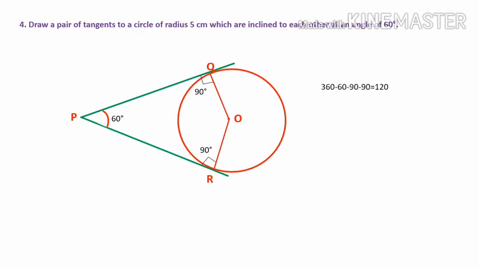Then easily we can calculate this angle, because this is a quadrilateral, 1, 2, 3, 4 sides. Quadrilateral means total angle 360. From 360 we have to subtract these three angles, 60, 90, 90. So we will get the final answer as 120. Means this angle is 120. So by using these measurements we have to draw the tangents.